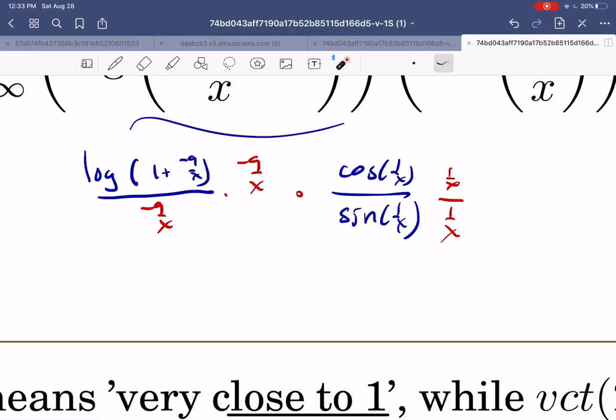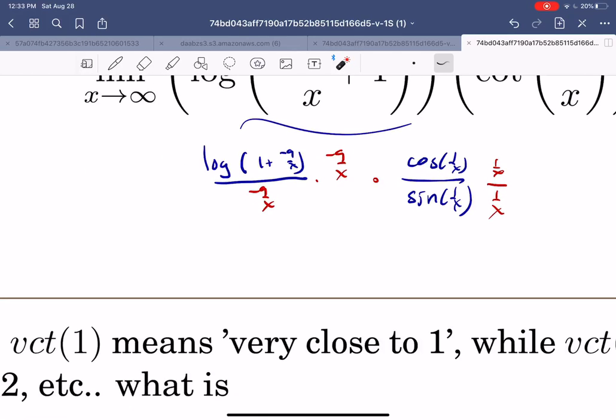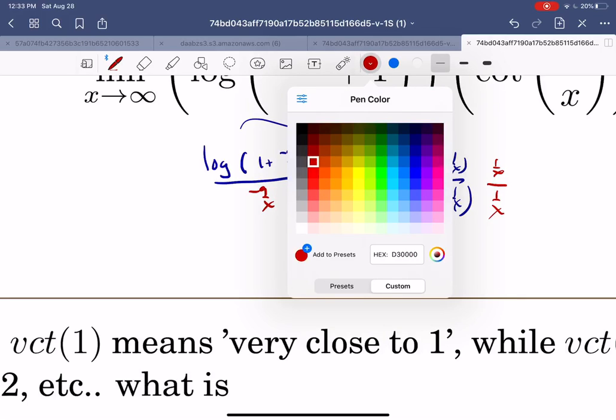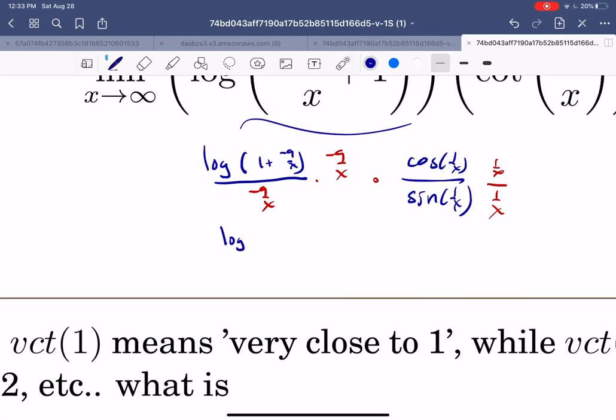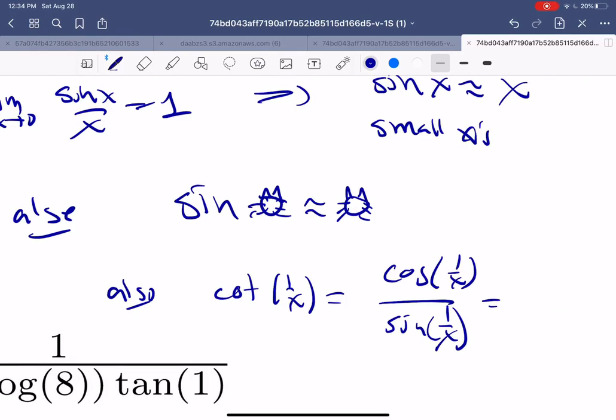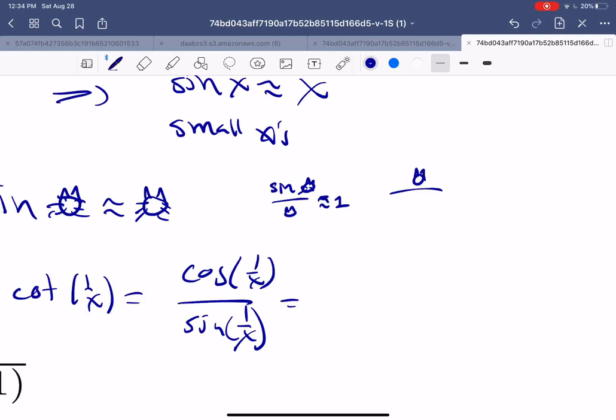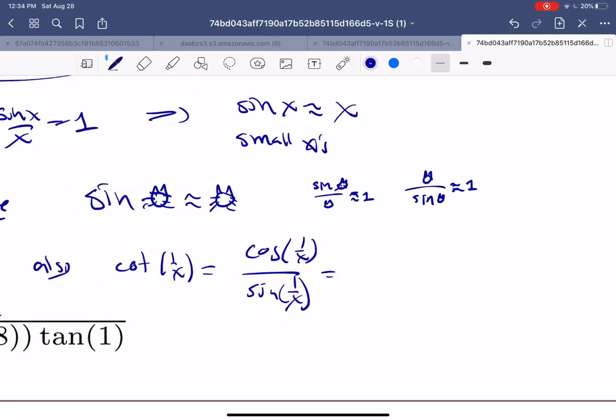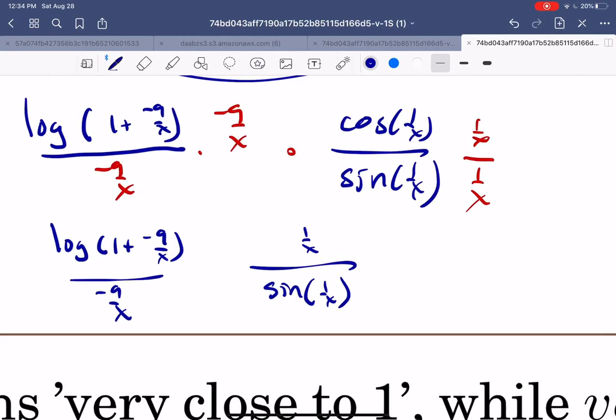All right, and then I try to clean it up a little bit. I leave the things that I know how to handle. For example, I know how to handle log of 1 plus negative 9 over x all over negative 9 over x. And I know how to handle 1 over x all over sine of 1 over x. That would look exactly like this. Sine of cat all over cat is going to go to 1 for small cats. But the inverse would be the same thing: cat over sine of cat. The reciprocal of 1 is 1. So that will be approximately 1 as well for small cats. And so that's exactly what I have here.